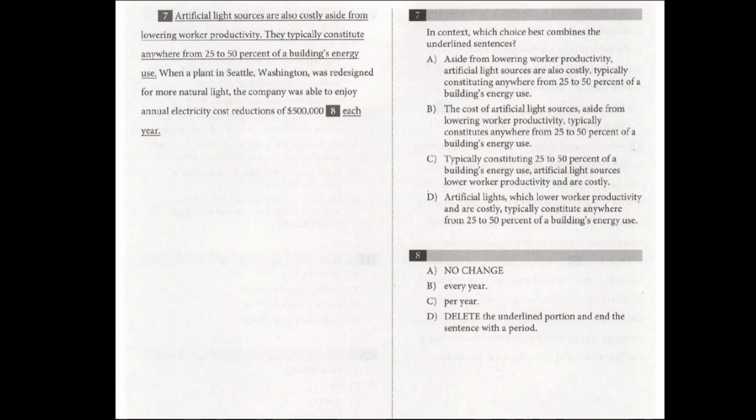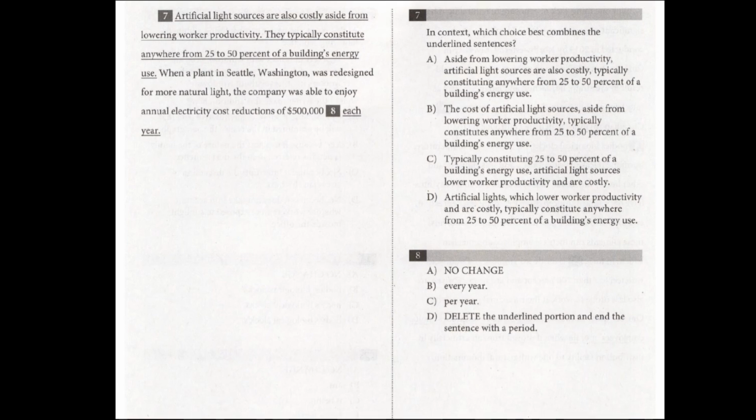This question is about the last sentence in the passage, which reads, "When a plant in Seattle, Washington was redesigned for more natural light, the company was able to enjoy annual electricity cost reductions of $500,000 each year." The question is then about what exactly to do with the underlined portion, which reads "each year."